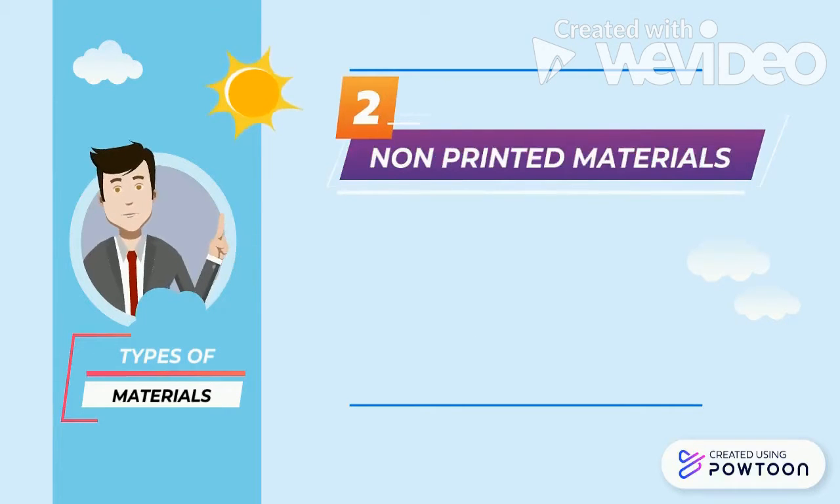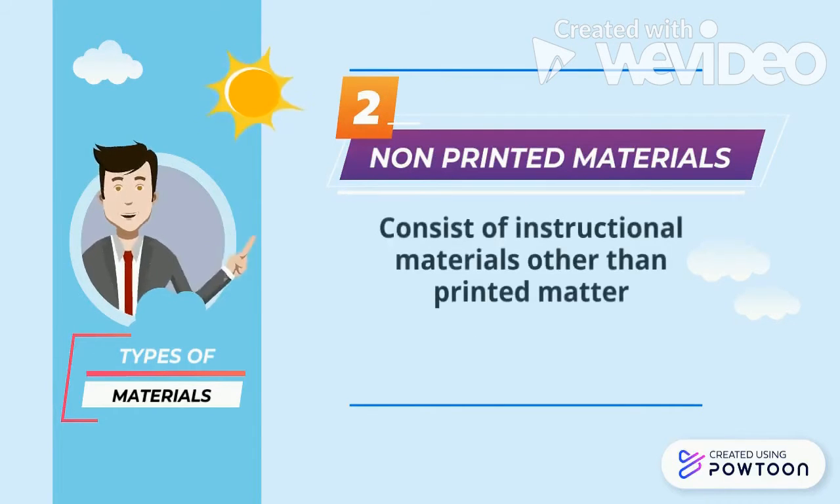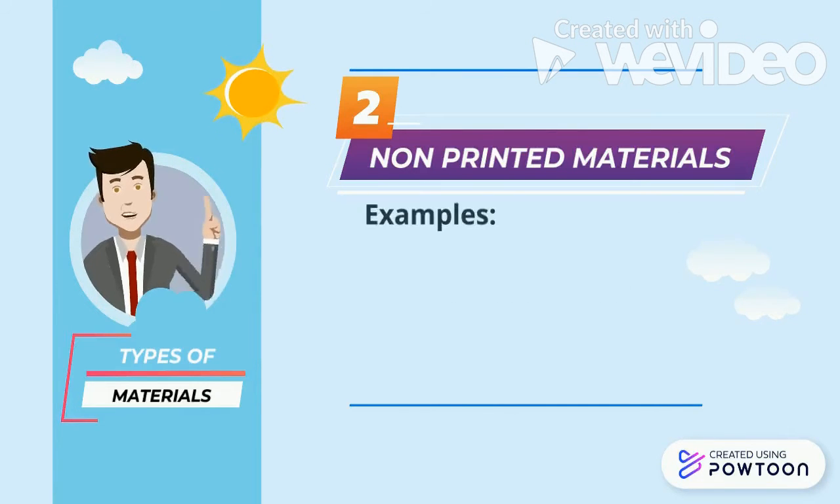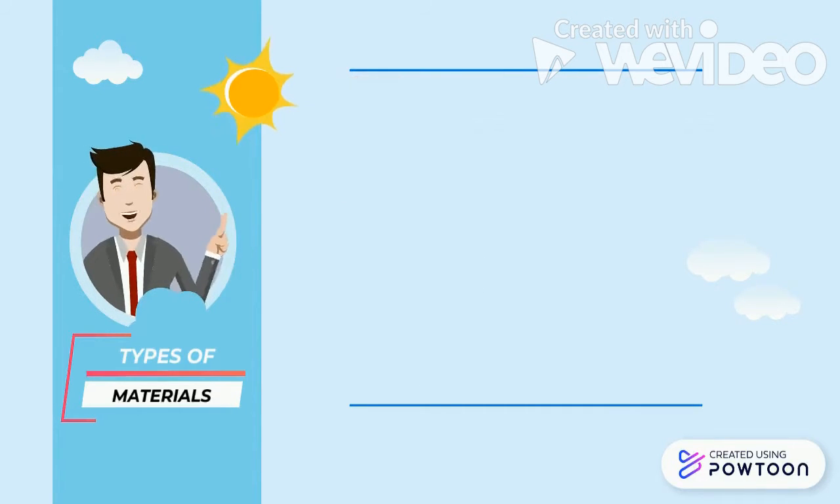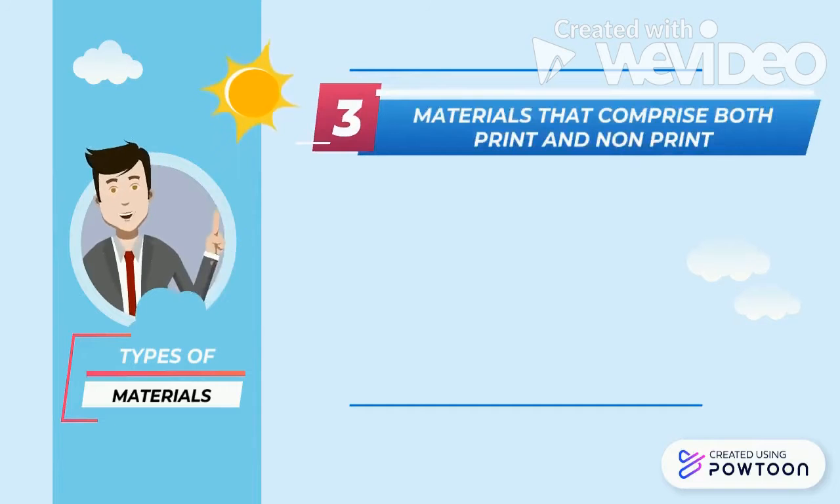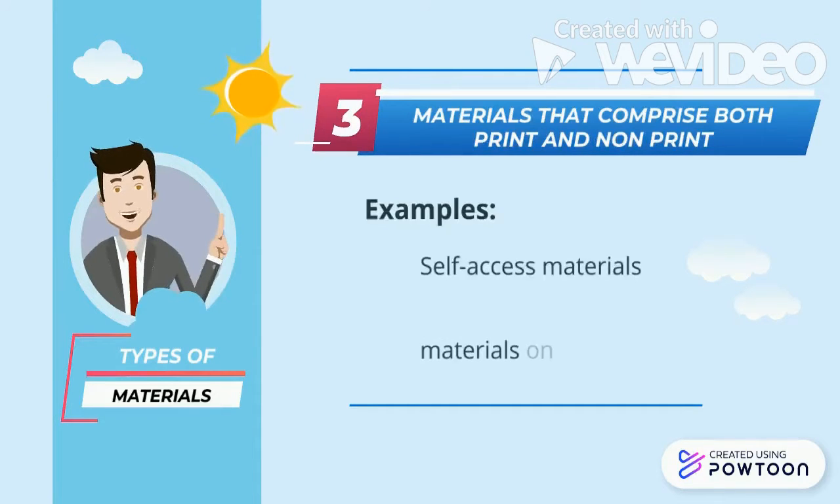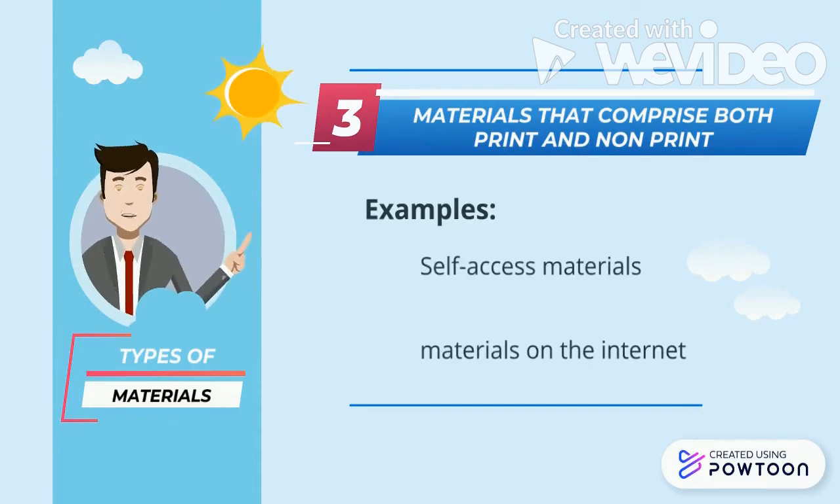Number 2. Non-printed materials. Non-printed materials consist of instructional materials other than printed matter. Examples are cassettes, audio, films, tapes, and discs. Number 3. Materials that comprise both print and non-print. Examples are self-access materials and materials on the internet.